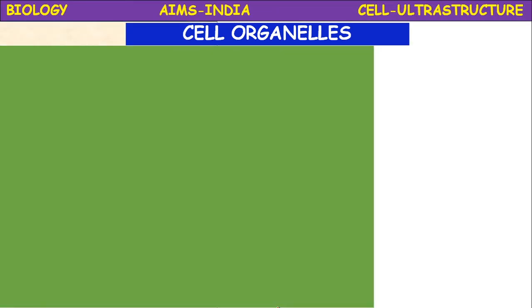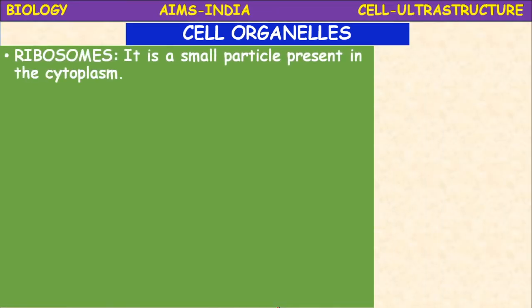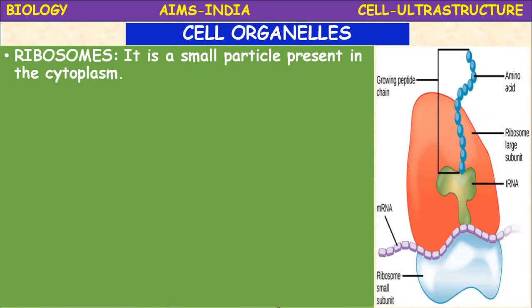Next, ribosomes. Ribosomes are the smallest particles present in the cytoplasm. Whatever we are studying is the ultrastructure of the cell, the electron microscopic view of different cell organelles. The ribosome is the smallest particle present in the cytoplasm of the cell.